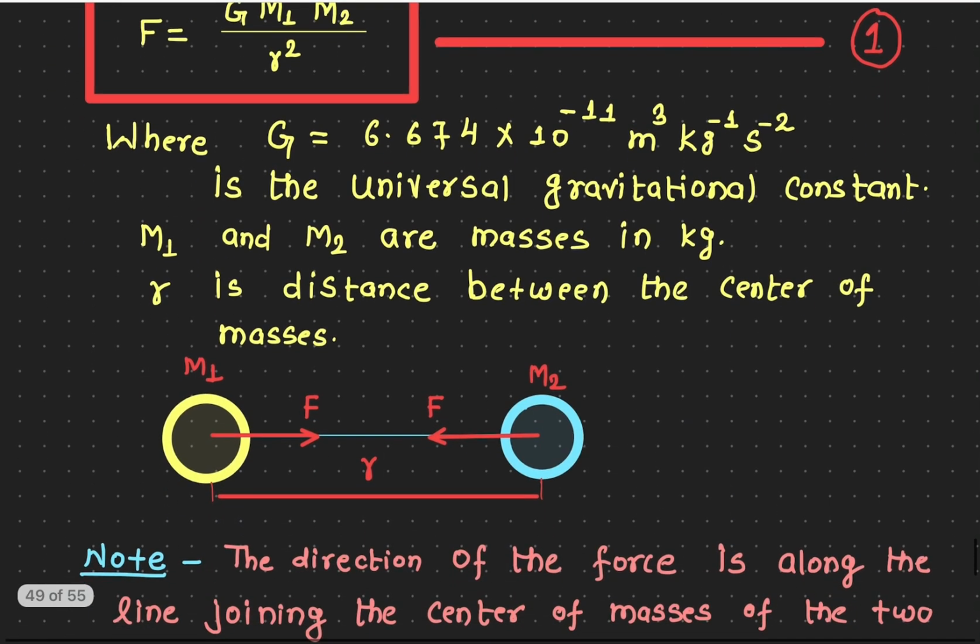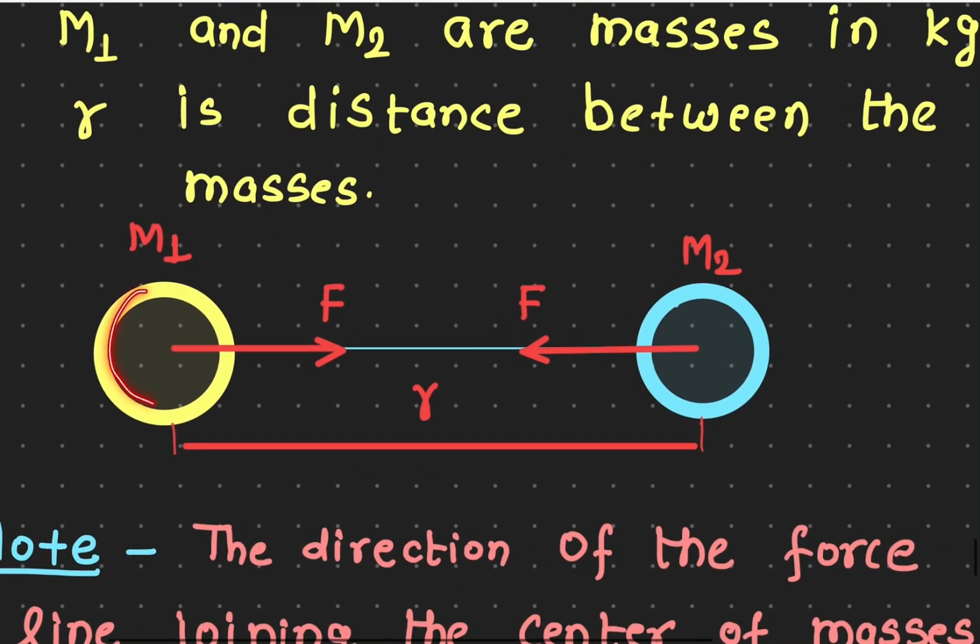As an example, I have two masses here. This is mass 1 and this is mass 2. These two masses always attract. There is no repulsion. Remember, there is no repulsion between the two masses. The two masses always attract each other. That is what we call Newton's law of gravitation.